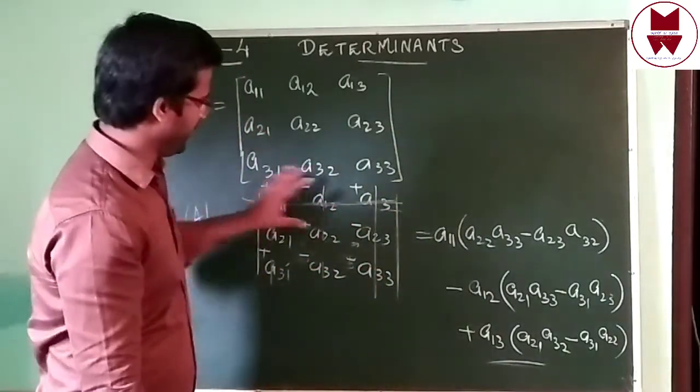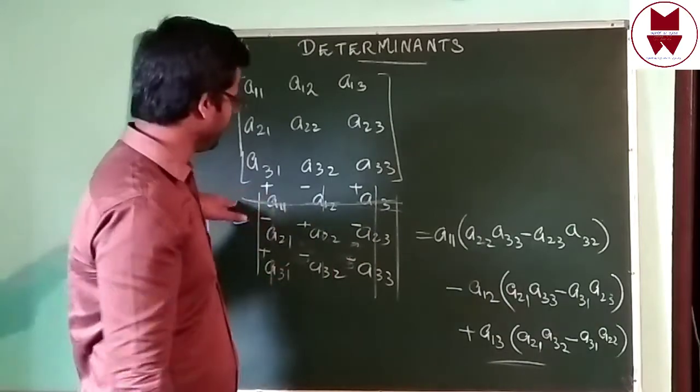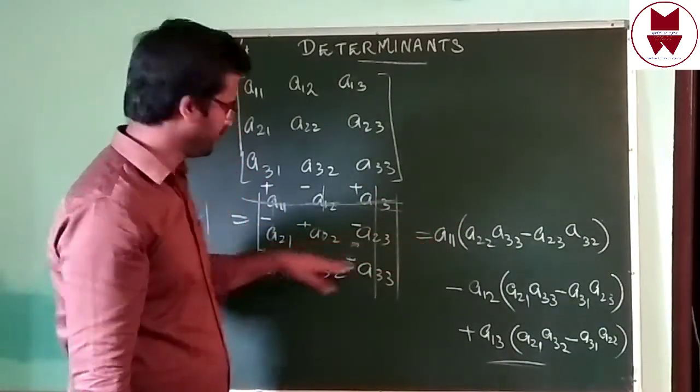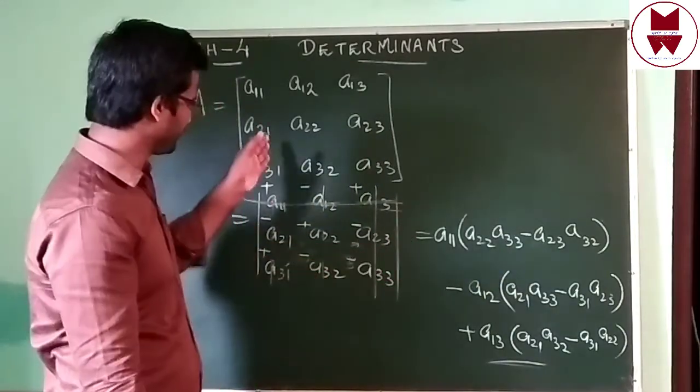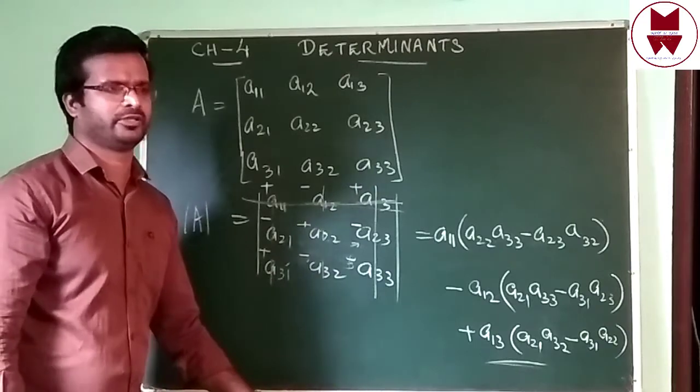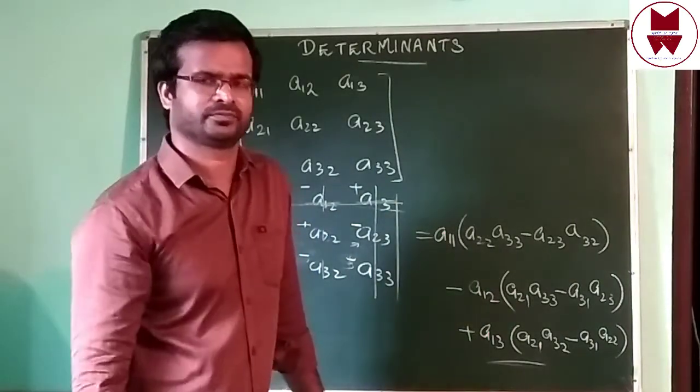Then I expand this determinant using the first row. Then you can use the second row also, same method. The third row also you can use. Otherwise column-wise, you can use the first column, second column, or third column. You will get the same answer only.